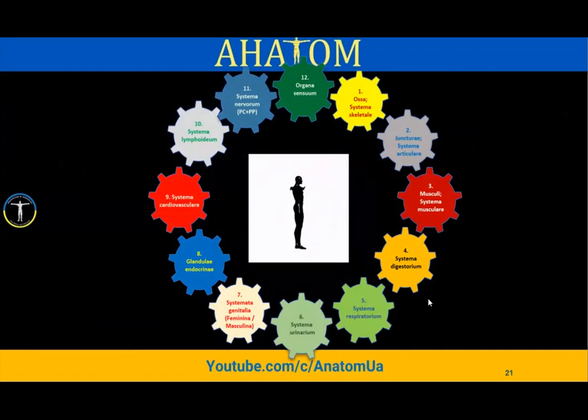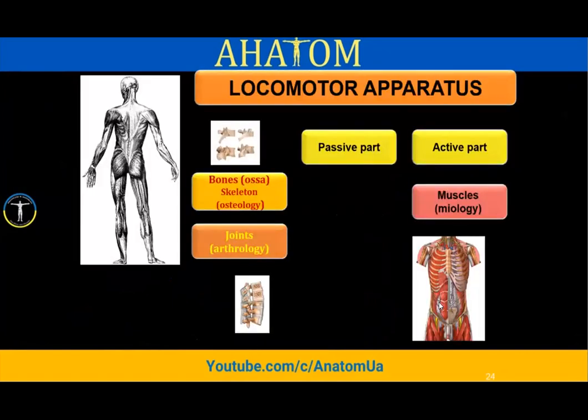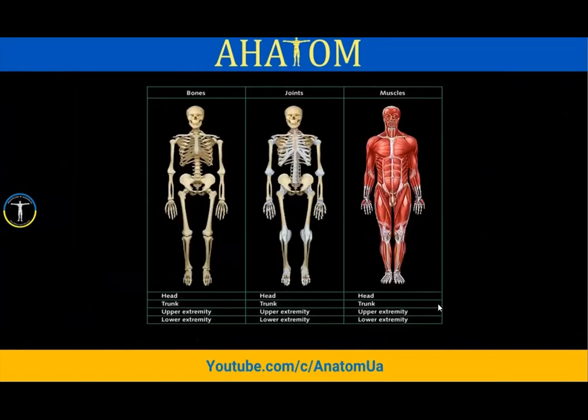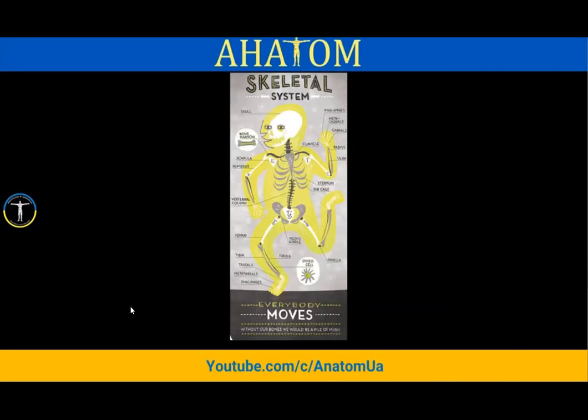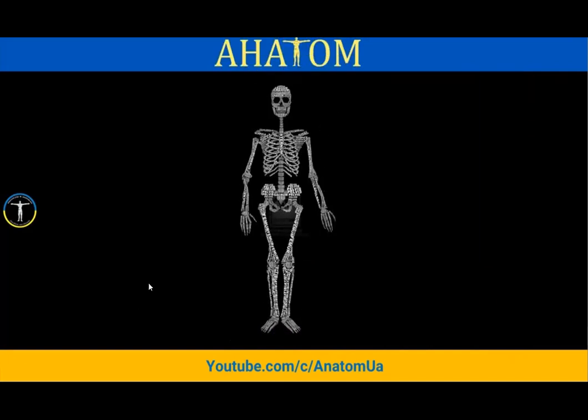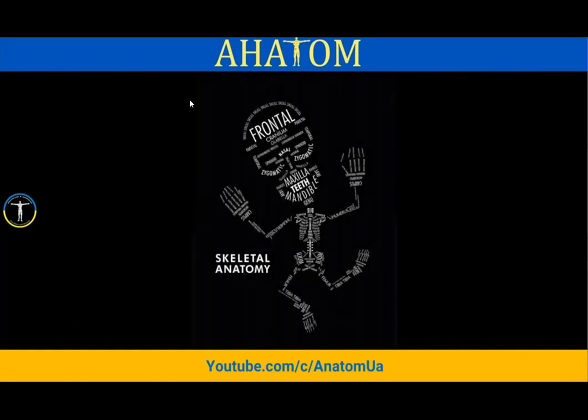It is very good if you review these organs with different, very popular pictures. For example, bone, joints, muscle. For classification in this picture, for example, head, trunk, upper limb and lower limb, and bones in this region: the head, trunk, and skeletal system. It's part of the locomotor apparatus. It's a variant for remembering bones, and you can use this method for remembering not only bones.